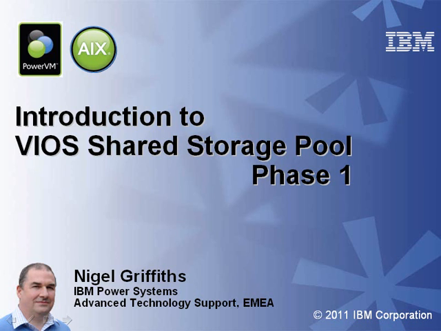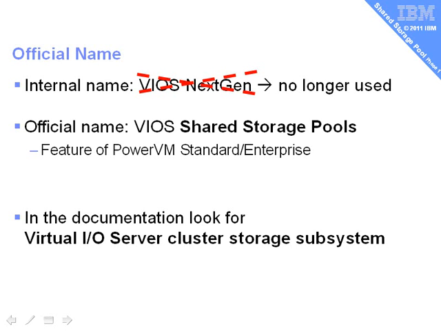This movie is an introduction to the VIOS Shared Storage Pool, which is a new feature. We're at Phase 1. The internal name was NextGen, and we're no longer meant to use that because it can cause confusion. The official name is the VIOS Server Shared Storage Pools, and it's a feature that comes along with the regular PowerVM Standard and Enterprise editions.